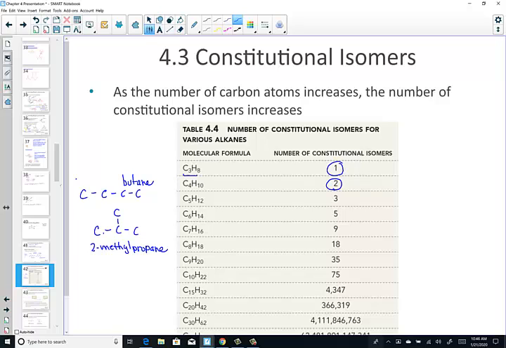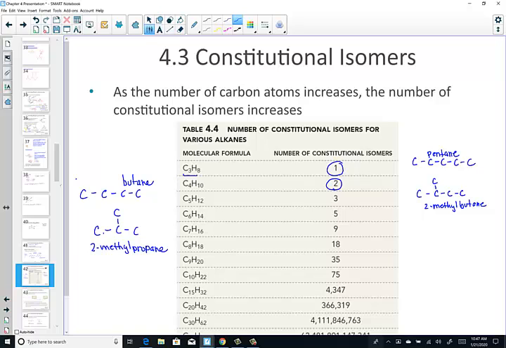Let's try C5H12. Notice that the most obvious is the straight chain, just 5 carbons attached in a row together. That's one isomer. What if instead of 5 carbons in a row, I had just 4 carbons in a row and placed one as a branch? So we've moved from pentane to 2-methylbutane. Those are unique names and therefore unique compounds, but they share the same molecular formula.